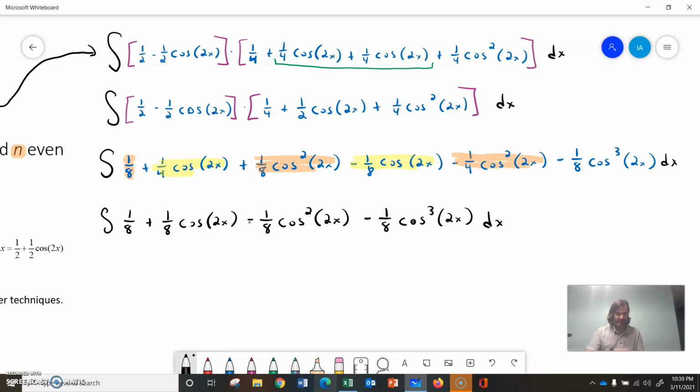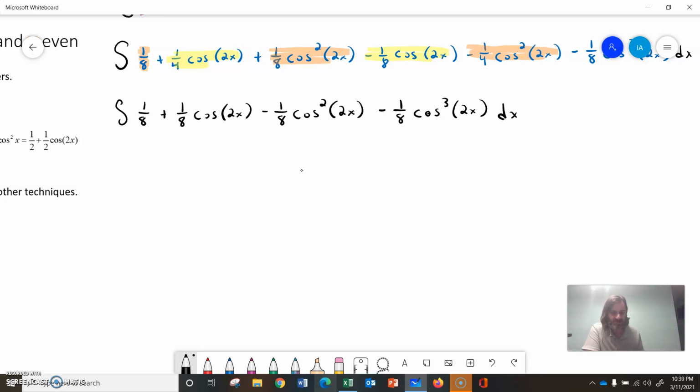So take a look at what we've got. We've got 4 different terms. So before I continue, the 1/8, that can easily be integrated to 1/8 x. I'm not going to do it just yet. The 1/8 cosine of 2x, that can easily be integrated. The minus 1/8 cosine squared of 2x, not easily integrated.